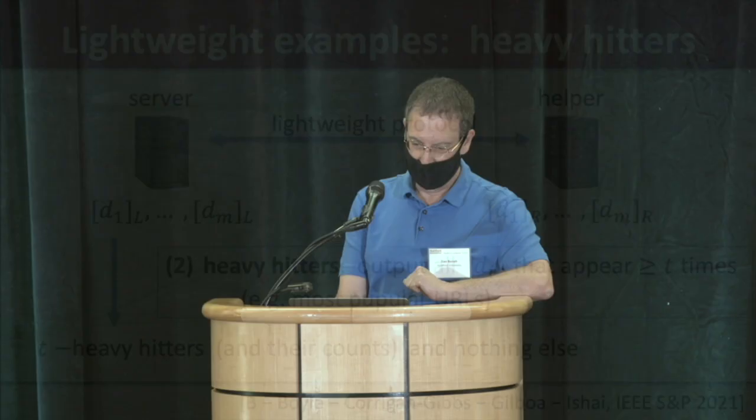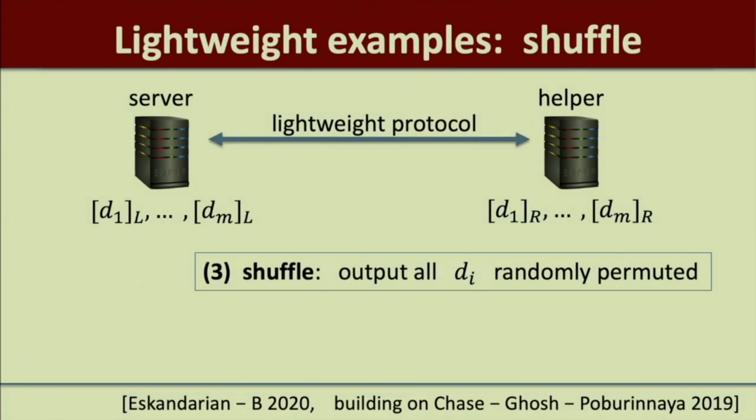Okay, great, thanks. The third example I'll mention is what we call a shuffle. Again, we have shared data between the helper and the server, and what we'd like to do is output the data so the server learns all the data items, but in a randomly permuted order. So the server wouldn't learn which data item belongs to who. This is called a shuffle. So it learns the set of data items, randomly permuted. And why would you want to do that?